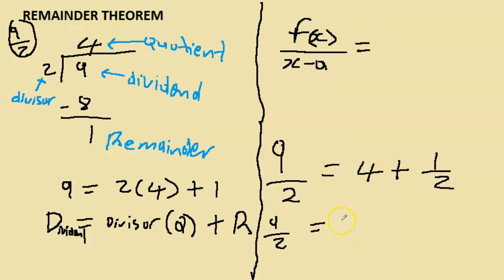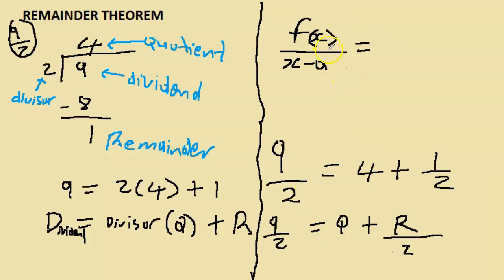So the 4 represents the quotient. Let me write Q. Plus the remainder, which was 1, over the divisor, which of course would be 2. The divisor was 2, alright? So just match it to this. So 9 divided by 2 is 4 plus a half, where the quotient is the 4, the remainder was 1, and the 2 represents the divisor.